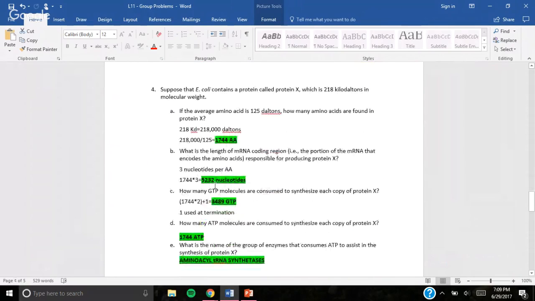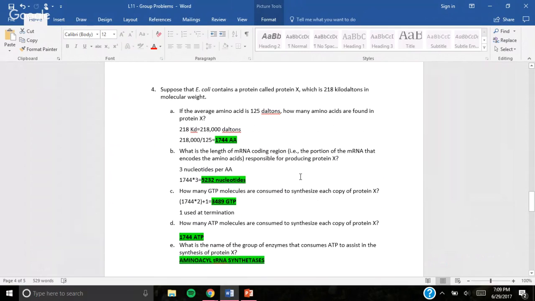So I'll do number 4. This one, we did a little math. It says, suppose the E. coli contains protein X, which is 218 kilodaltons in weight. The average amino acid is 125 daltons. How many amino acids are found in protein X? I converted the kilodaltons to daltons, then divided the daltons by 125, and I got 1,744 amino acids. So then you know that there are 3 nucleotides per amino acid. So when it asks what is the length, I went 1744 times 3 and got that there were 5,232 nucleotides.